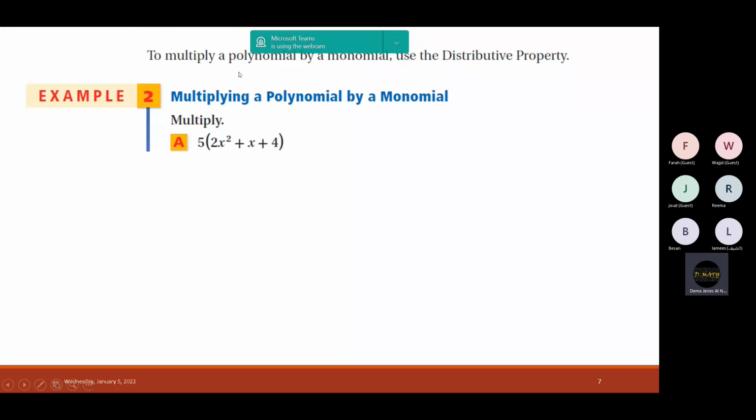And we talked about how to multiply a monomial by a polynomial. That's when you use the distributive property. Just distribute 5 into 2x squared, 5 into x, and 5 into 4.